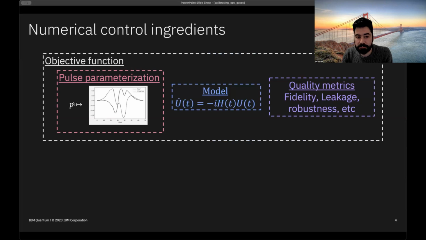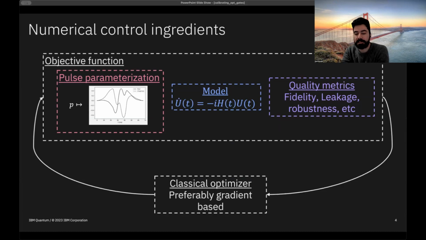So your objective function will take your parameters as input, generate the shape, solve the model using that shape, and then compute quality metrics and output that. And then you'll, of course, plug this into some classical optimizer. And this could be gradient based generally. I know people use non-gradient based methods as well. In my experience, to explore the space sort of efficiently, it's really important to have gradients.